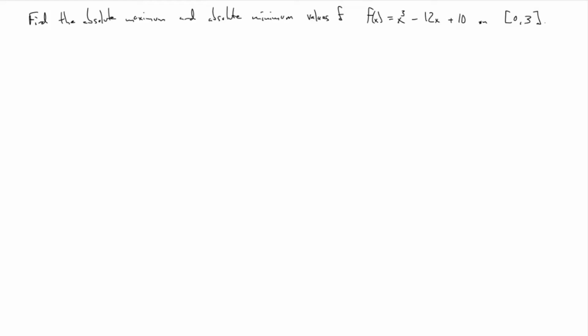So we're going to find the absolute maximum and absolute minimum values of the function f of x equals x cubed minus 12x plus 10 on the closed interval from 0 to 3. And following the steps that we just outlined, first I will evaluate the function at the two endpoints 0 and 3. F of 0 is very simple to compute, it's 10. F of 3 takes a little bit more careful arithmetic. Do the arithmetic carefully, and you find that f of 3 is equal to 1.